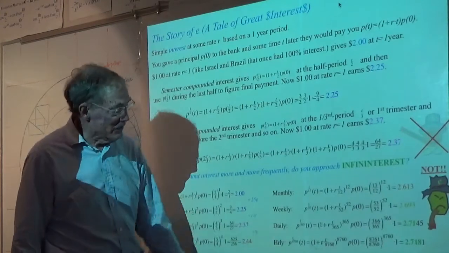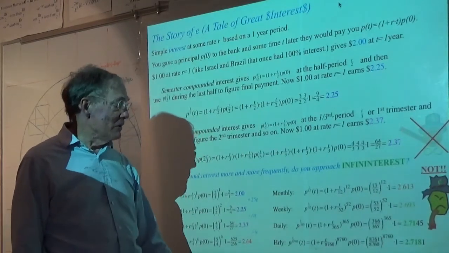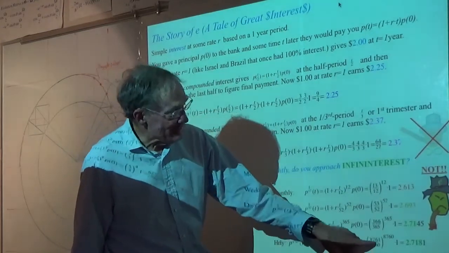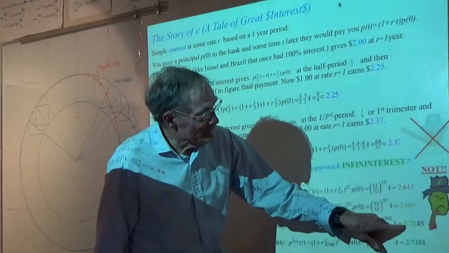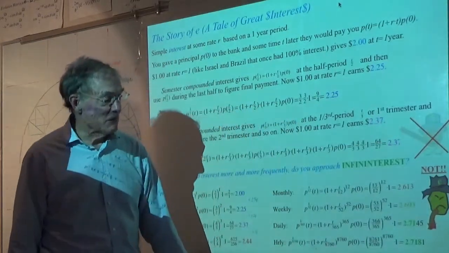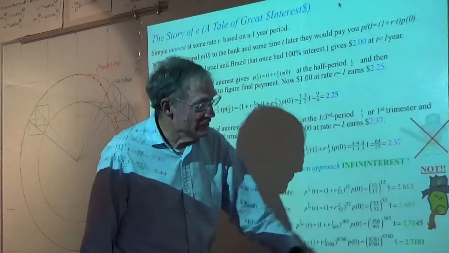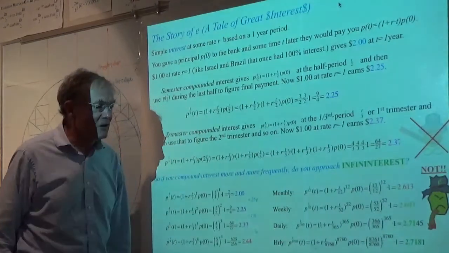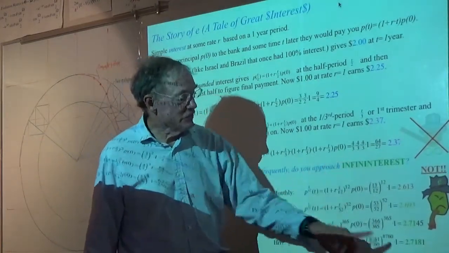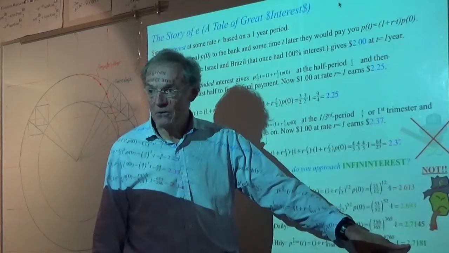And then let's do it hourly. Okay, there's 8,760 hours in a year. So let's go do that. Okay, and you see you don't pick up but maybe a penny, a fraction of a penny, you see. So this is a very funny limit that is making the answer to the infinite interest, which is E dollars. This is the number E.